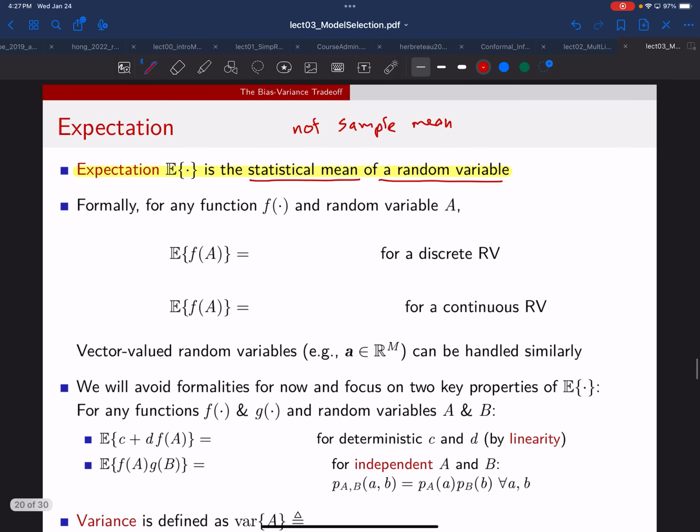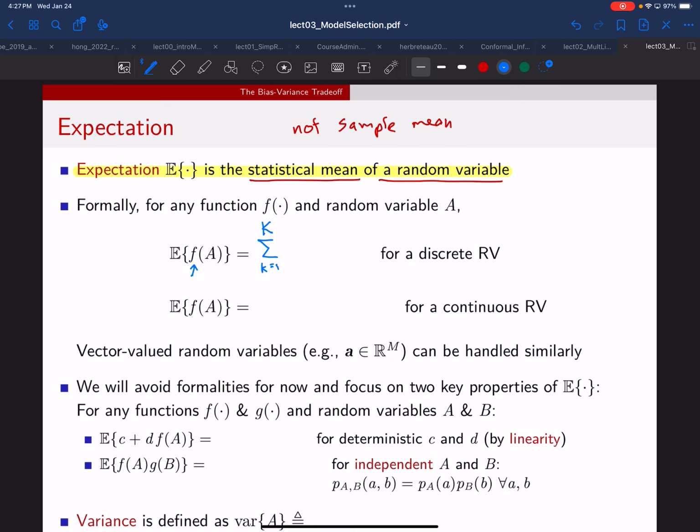Okay, so what is this thing? What is the statistical mean? How is it defined? If we have a discrete random variable, we can define it this way. We sum over our capital K possibilities. And what I'm showing you here is the statistical mean of a function of the random variable.